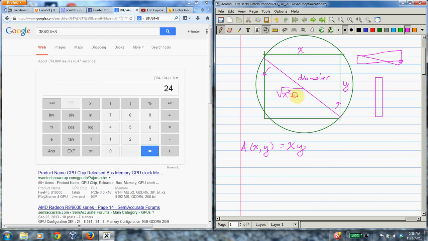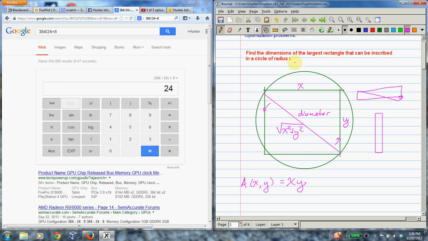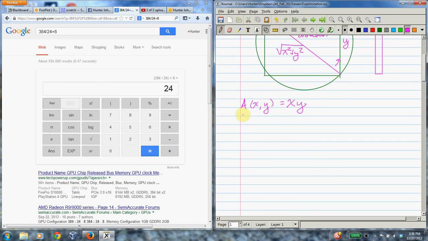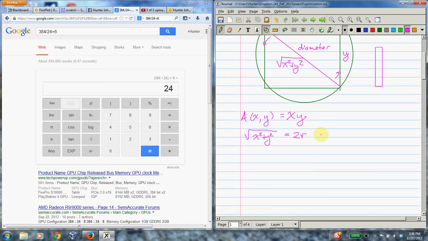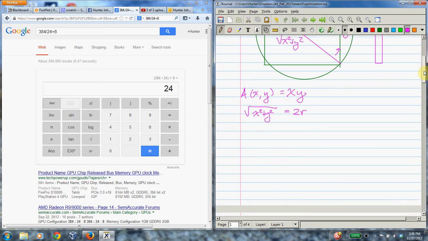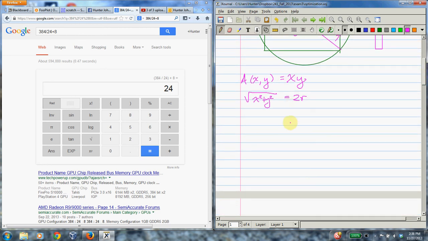So I'm going to use that as my constraint, and that's just the Pythagorean theorem says that this is the square root of x squared plus y squared. So what does that mean? That means the circle has radius r, so the constraint equation is going to be that the square root of x squared plus y squared is equal to 2r, because that's the diameter. So ready to go? How does it work? Use the constraint equation to eliminate a variable, then do calculus once you get the objective function as a function of one variable. So let's, no, it's too early.